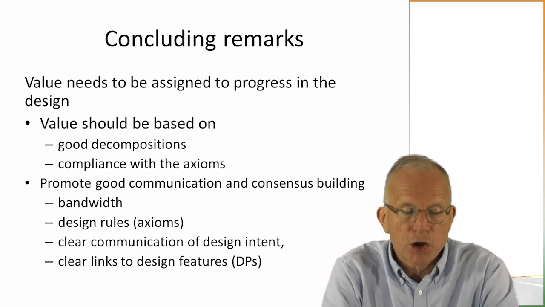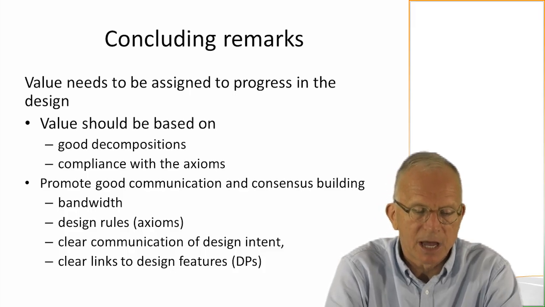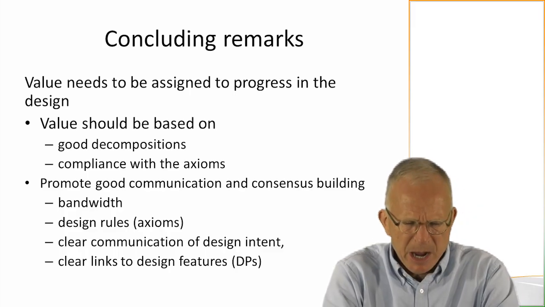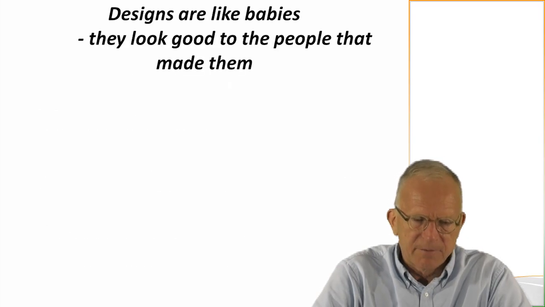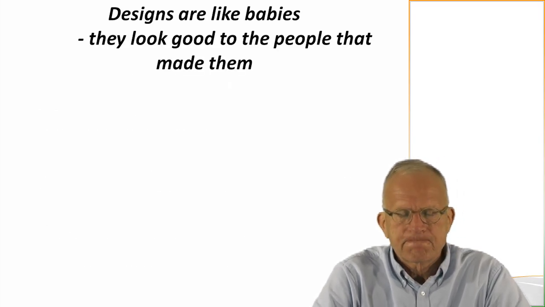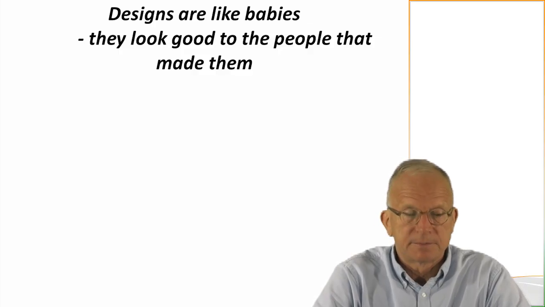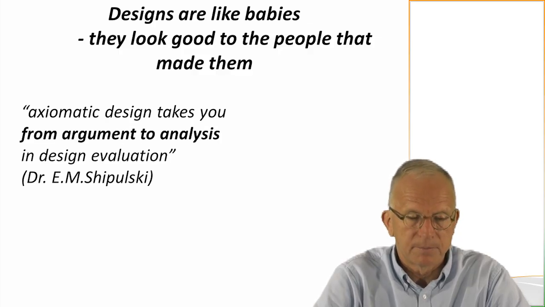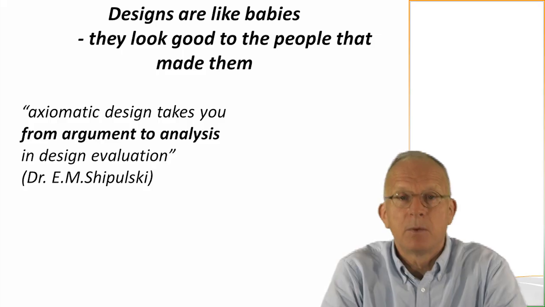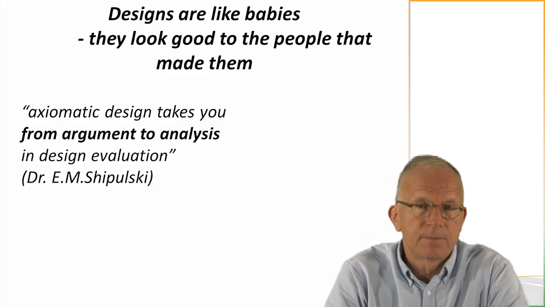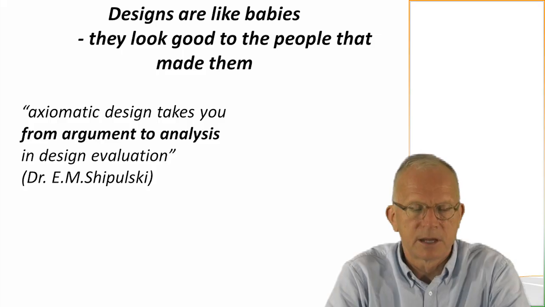We need to make sure there's enough bandwidth so there's good communication. We have the design rules or axioms, and then we need clear links to the design features. So here's the thing to be careful of. Designs are like babies. They almost always look good to the people who made them. So it's easy to get in an argument when everybody wants their part of the design included in the final design.